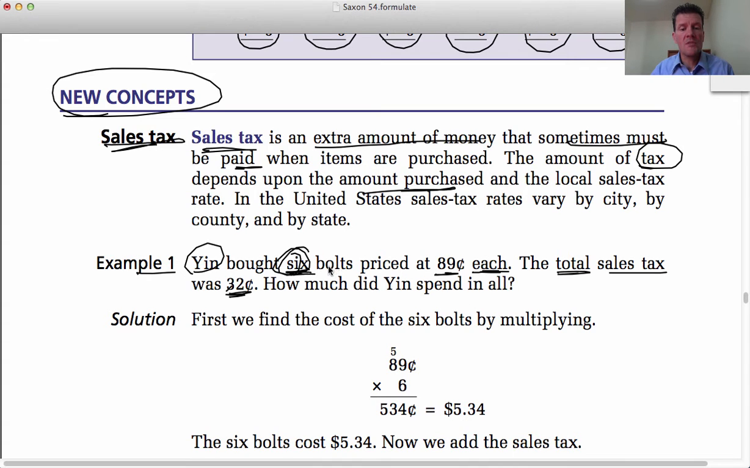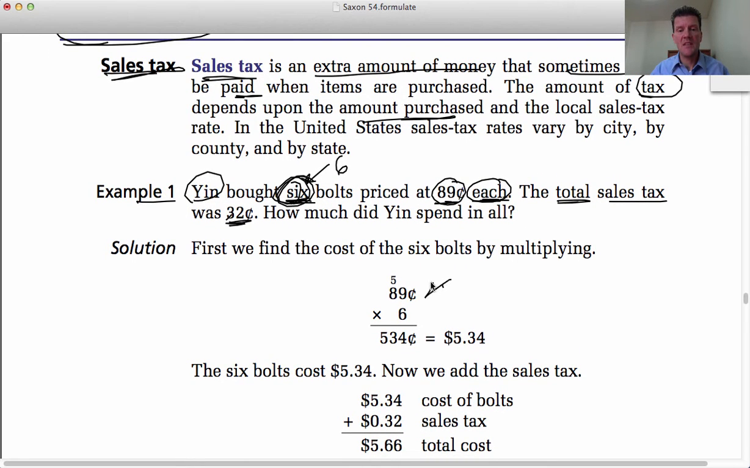The first thing we want to do is figure out what the cost is for just the bolts, not including the sales tax. Just get the price for the 6 bolts. You bought 6 of them, and they are 89 cents each. So that would be 89, another 89, another 89, another 89, another 89, another 89. That's 89 cents 6 times, or in other words, 6 times 89. And they show you that operation right here. When you do that, you get 534 cents. But in dollars, if you move this decimal point over 2 places, you would get $5.34.